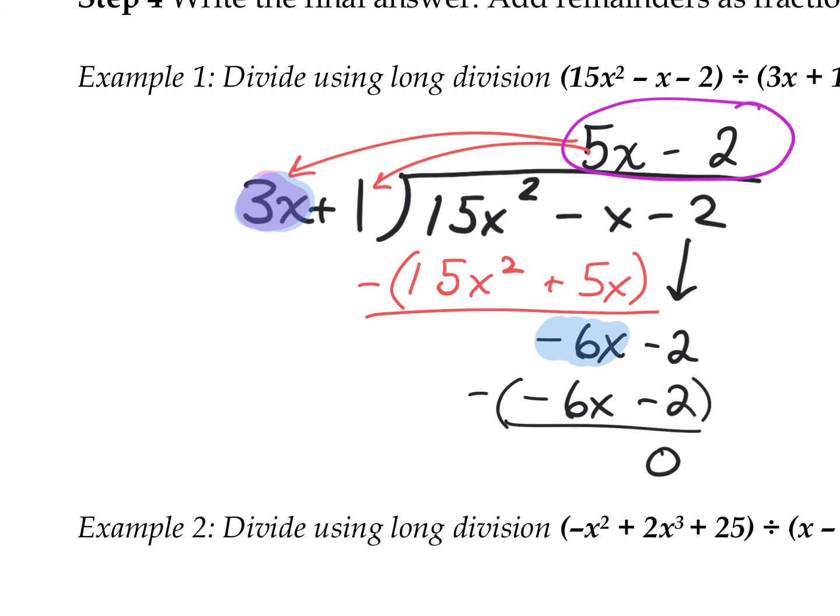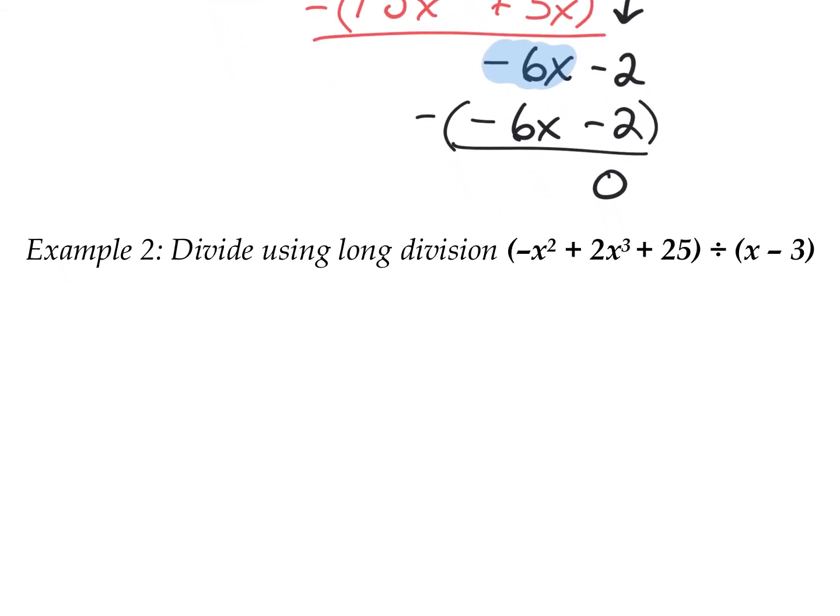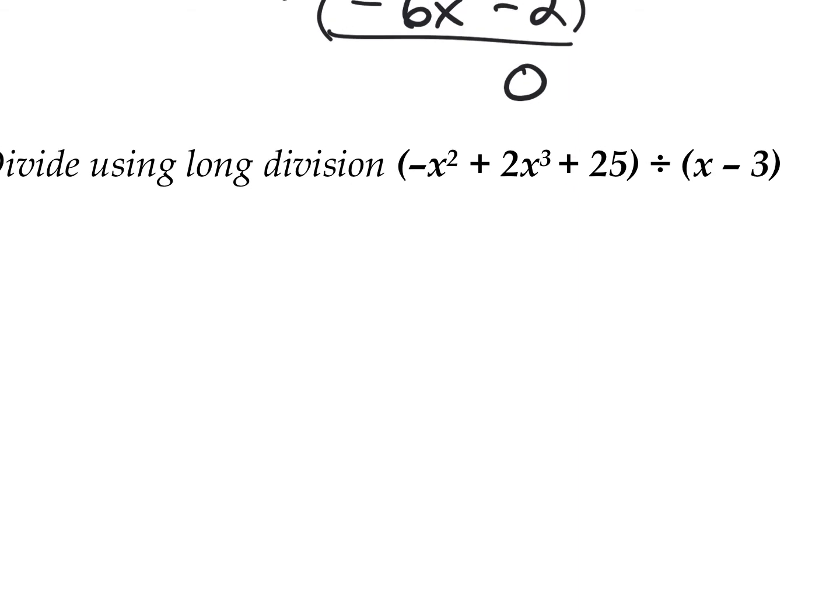Let's look at one more together. So this one, the setup is a little bit trickier. One thing that you want to get your sensors up to notice is that we are not in standard form here, right? We have a squared term, then a cubic term, then a constant term. So when we set this up, we want to write this in standard form.